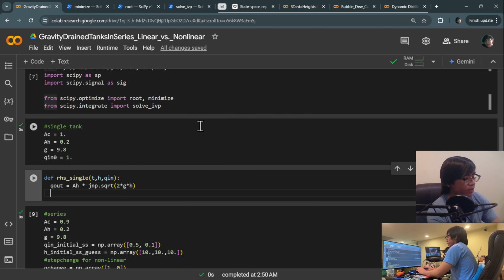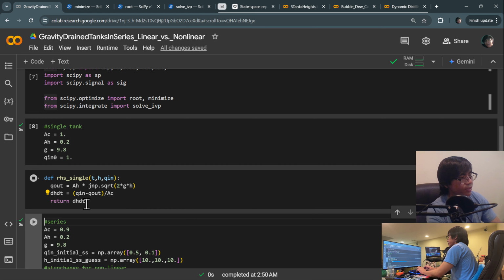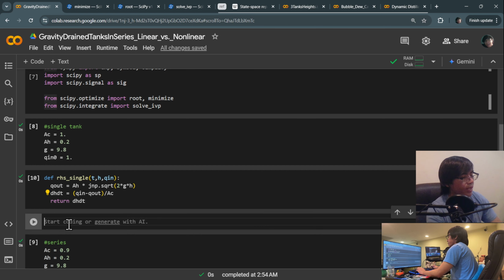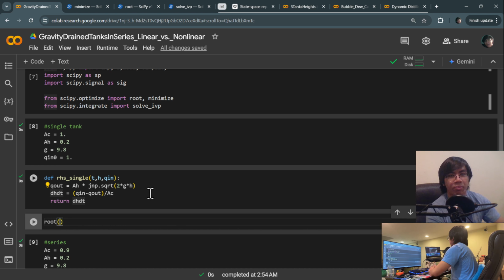And you can honestly just return, you know what, I'll show it all anyway. So normally we have dh/dt, we had that as 1 over A_c, and we had Q in minus Q out. And I say return dh/dt, and hopefully that works. Awesome. And now if we're solving for the initial steady state for the height, to do that, we do a root on our right-hand side. But remember, root only needs 1 parameter to take a root of.